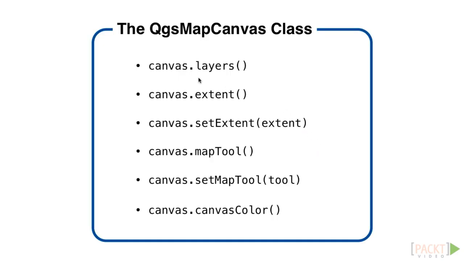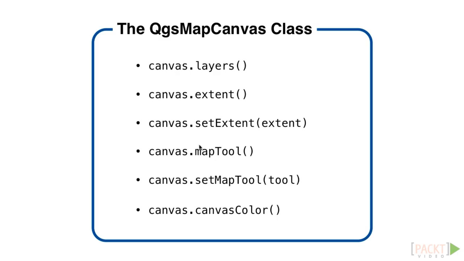The layers method returns a list of the currently visible map layers. Note that if a map layer is hidden, it won't appear in this list. The extent is the part of the world currently shown by the map canvas. As the user pans and zooms the map, the extent will change. Note this is always going to be a rectangle. You can use the extent method here to retrieve the current extent and the setExtent method to change it.